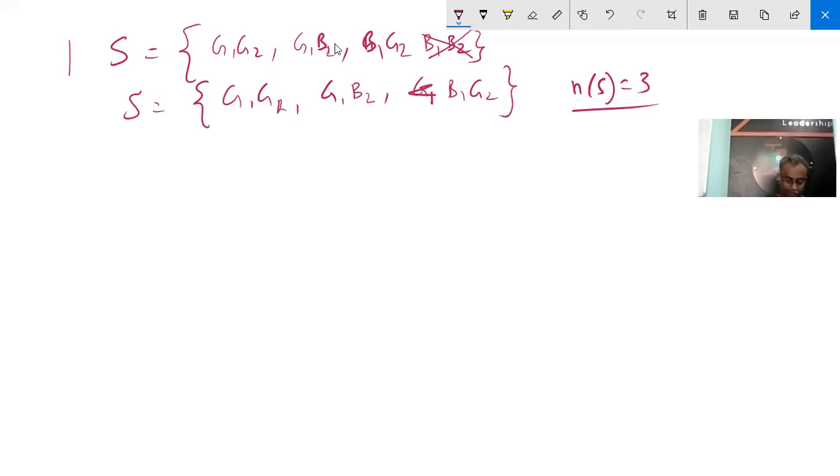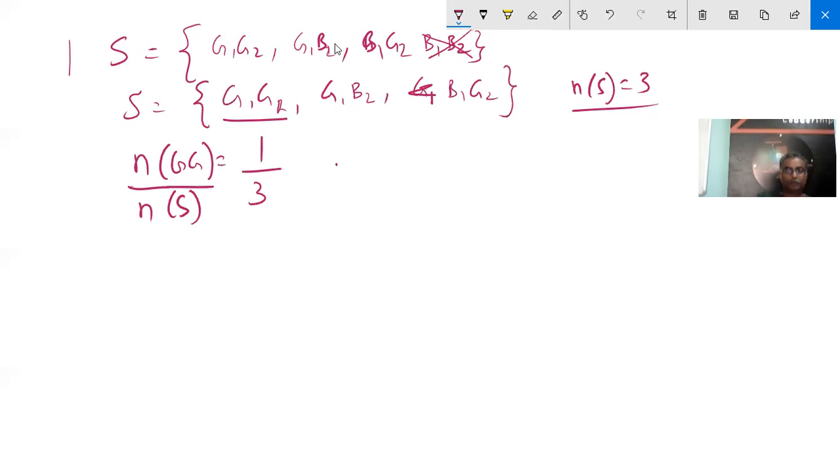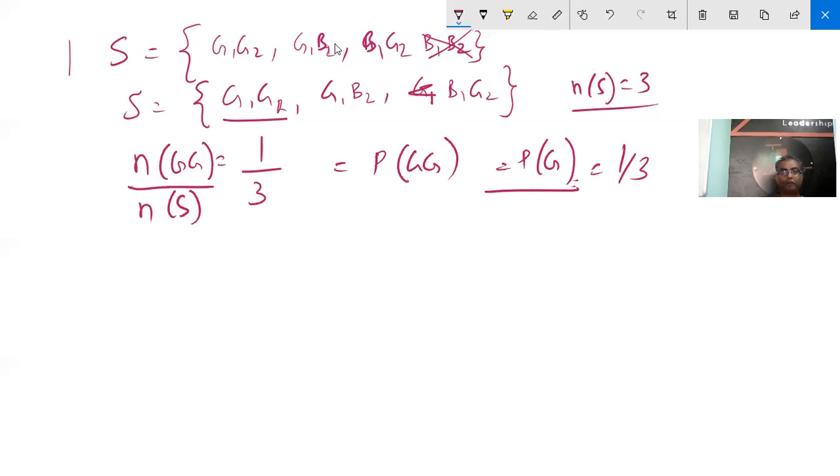Now, what is the probability that both the children are girls, given that at least one of them is a girl? What is n of both the children are girls? It is equal to 1. What is the total sample space? Total sample space equal to 3. So P of GG, both are girls, is 1/3. Very simple sum. Where you have to be careful is the given that at least one of them is a girl.